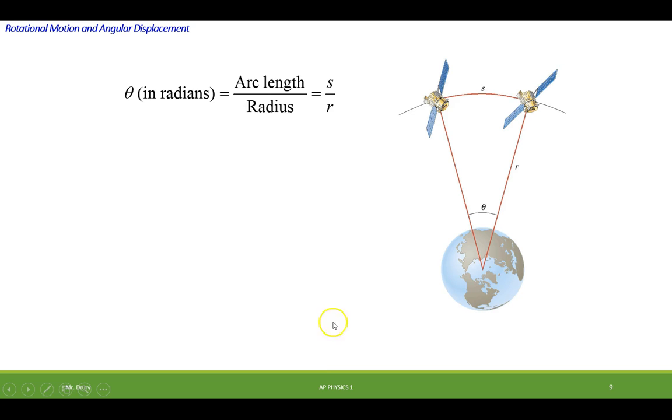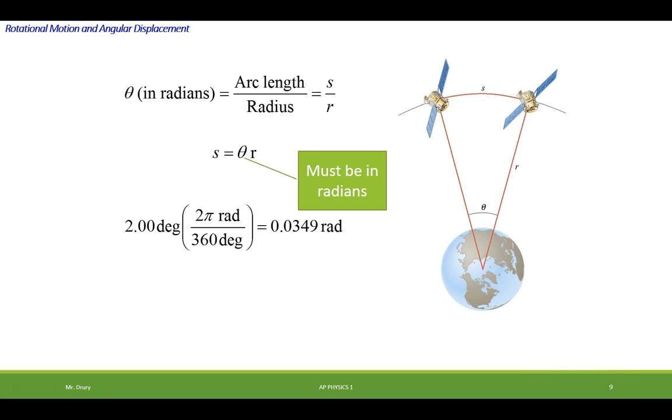Okay. Well, we know that a radian is defined as the arc length divided by the radius. So we can use this equation to figure out what s is, because we know the angle in radians and we know the radius. So s, the arc length, is equal to the angular displacement times the radius. But this must be in radians. So we need to take 2 degrees and change it to radians.